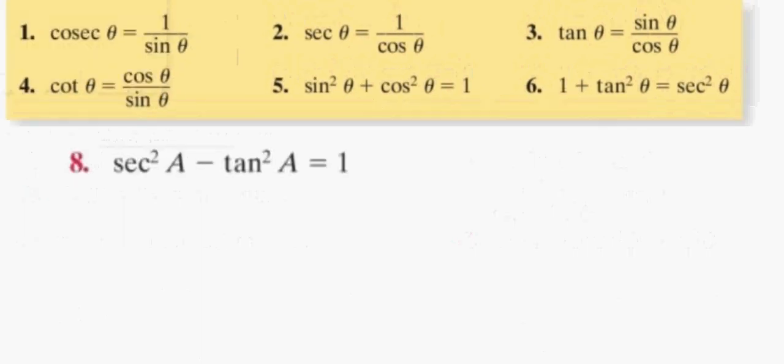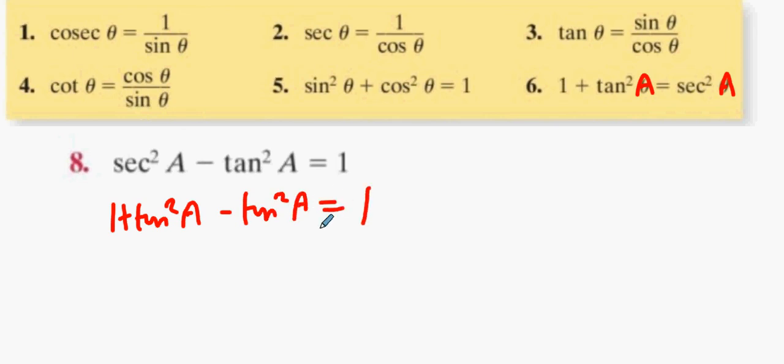Fancy way, Aaron. Alright, lads. If you say secant squared A is just 1 plus tan squared A, so it's just 1 plus tan squared A minus tan squared A equals 1, and you just get 1 equals 1. That's a bit disappointing, really.